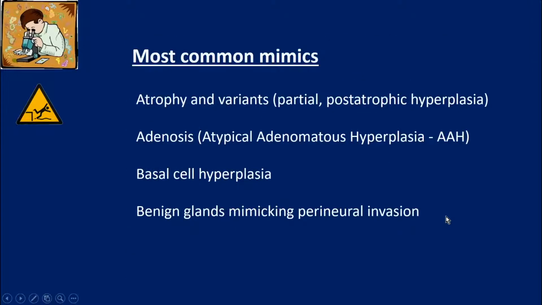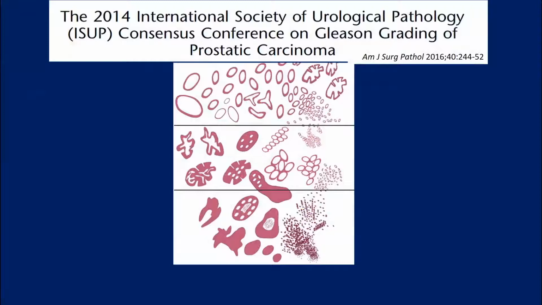The most common mimics are atrophy and its variants, adenosis or atypical adenomatous hyperplasia, basal cell hyperplasia, or, for instance, benign glands mimicking perineural invasion. However, very often, benign crowded glands, which are normal prostatic glands but, because of their crowded architecture, may represent a significant portion of the mimics of prostatic adenocarcinoma.